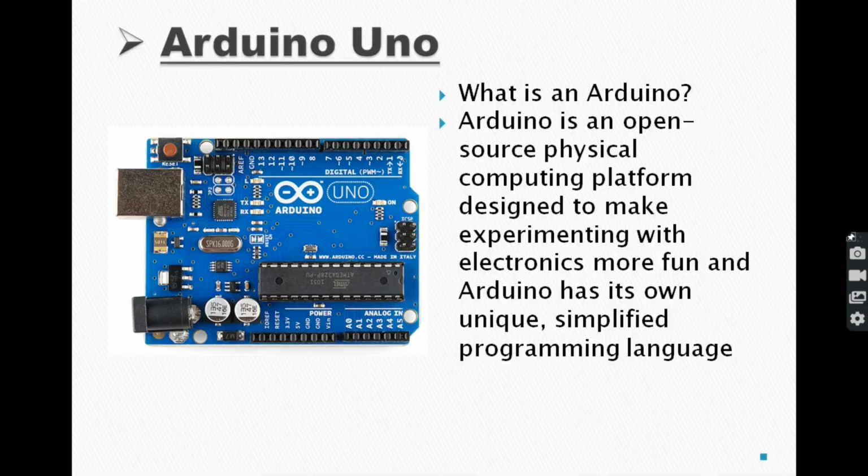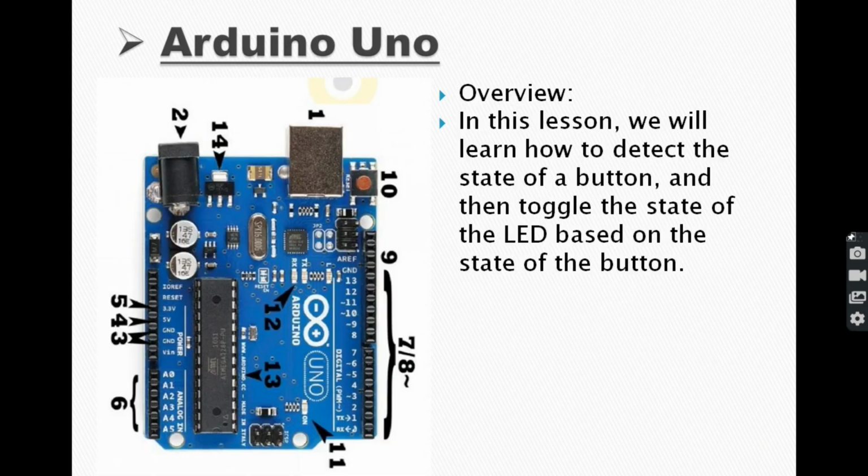What is Arduino Uno? Arduino Uno is an open source physical computing platform designed to make experimenting with electronics more fun, and it has its own simplified language, which is called Embedded C.